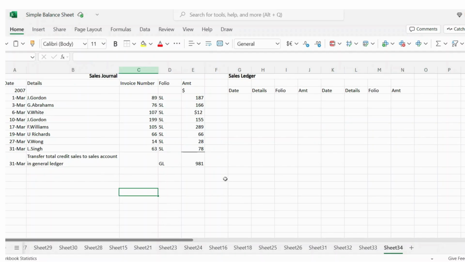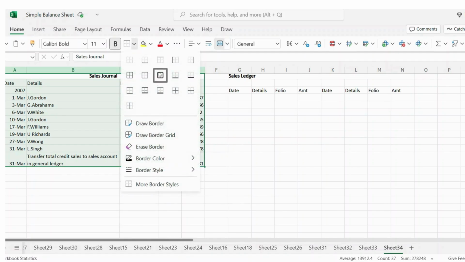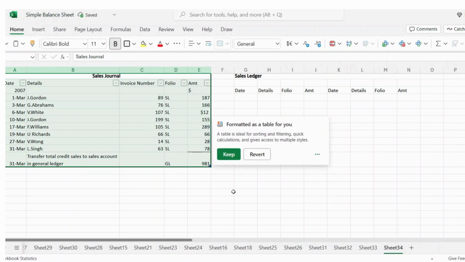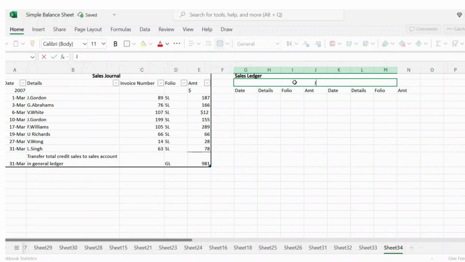Now, I also said that I'm going to show you how your sales ledger would look. However, I'm not going to show you the total debtors. I'm just going to show you the first two. All right, so let's do J Gordon's account. So J Gordon, so it's a typical T account.